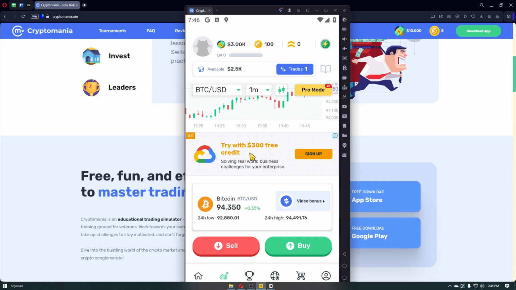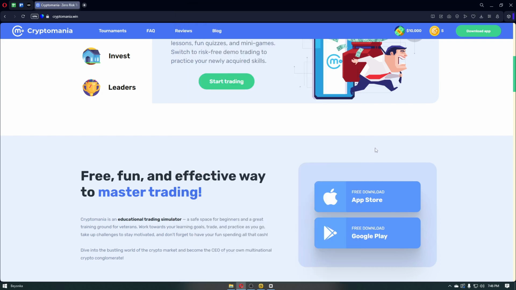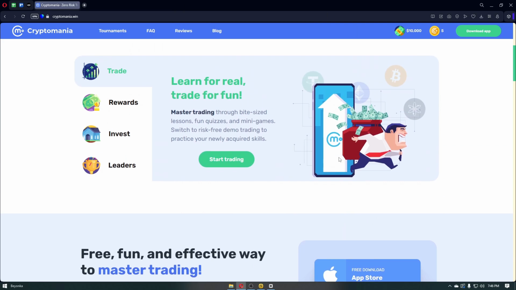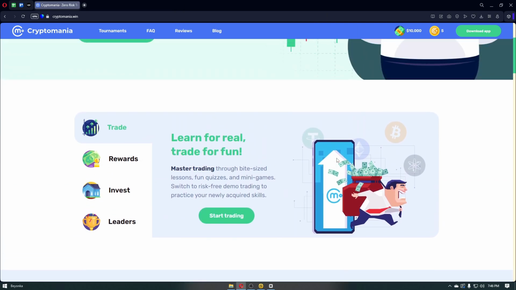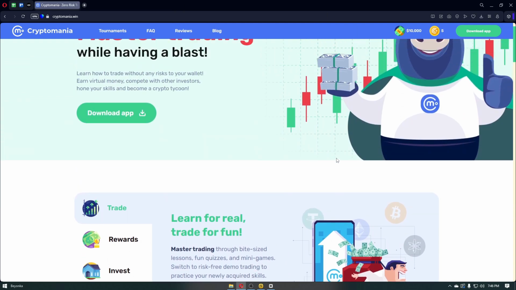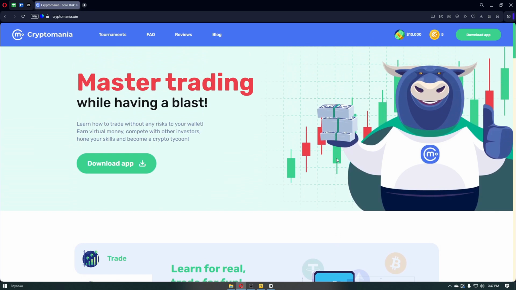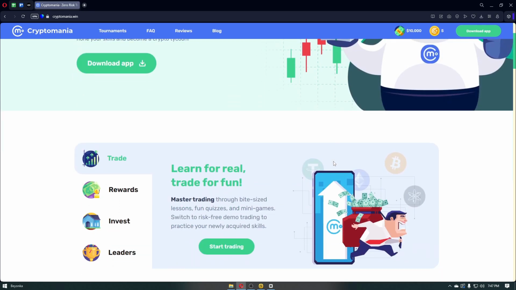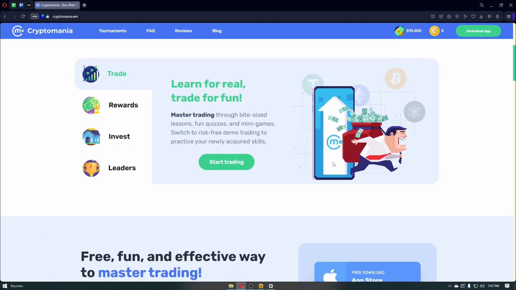Now let's talk about the purpose of a trading simulator, because this is only a trading simulator, not real trading where you can invest money and withdraw your money. So why do people use simulators like Cryptomania? The main purpose is education. You can get used to crypto volatility, learn how to use stop losses, understand how market trends affect the prices, and practice day trading or swing trading techniques. Since there's no real money involved, it's a safe environment to make mistakes and learn from them.